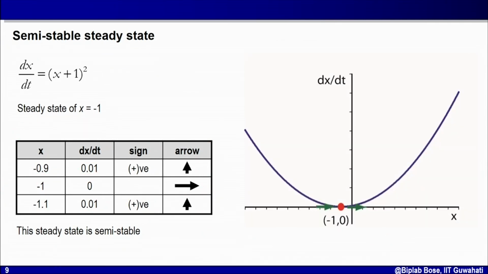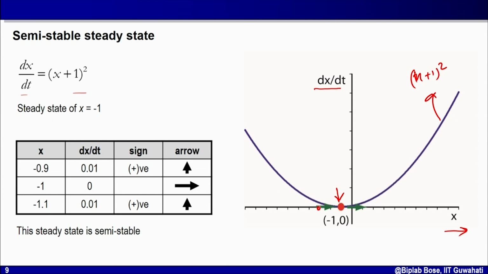Now let us look into the same system in a dx/dt versus x plot. So my equation is dx/dt is equal to (x + 1) whole square. I have plotted x in the horizontal axis, dx/dt in the vertical axis, and this curve represents (x + 1) whole square. So you can see this curve is intersecting the horizontal axis, the axis for x, only at one point, that is (-1, 0). That means this system has only one steady state.